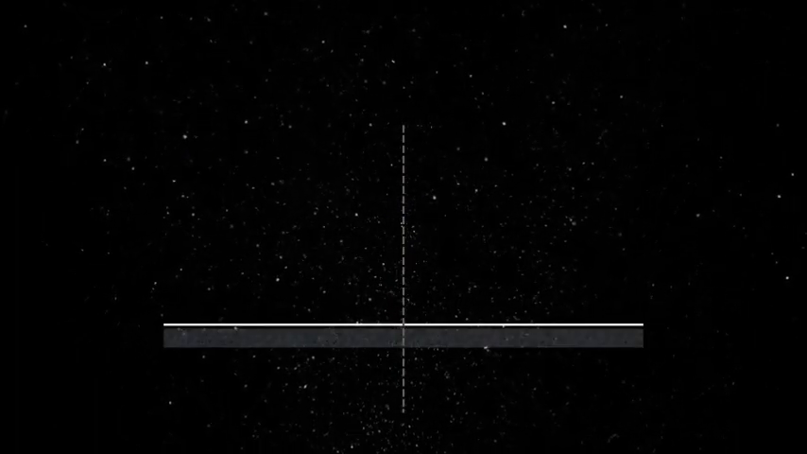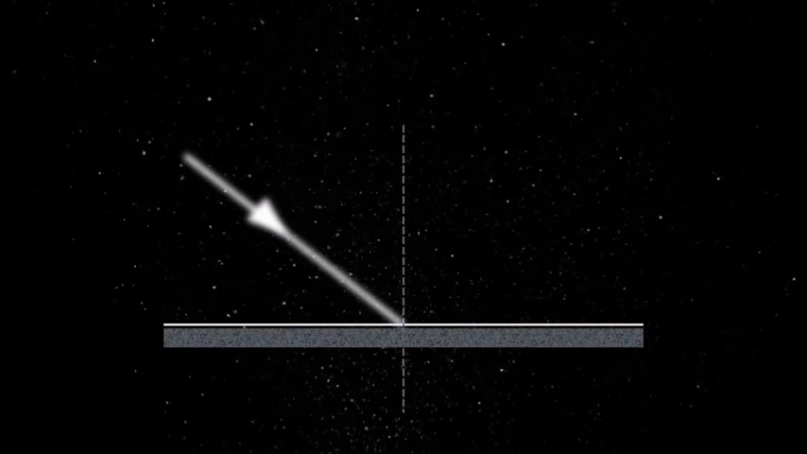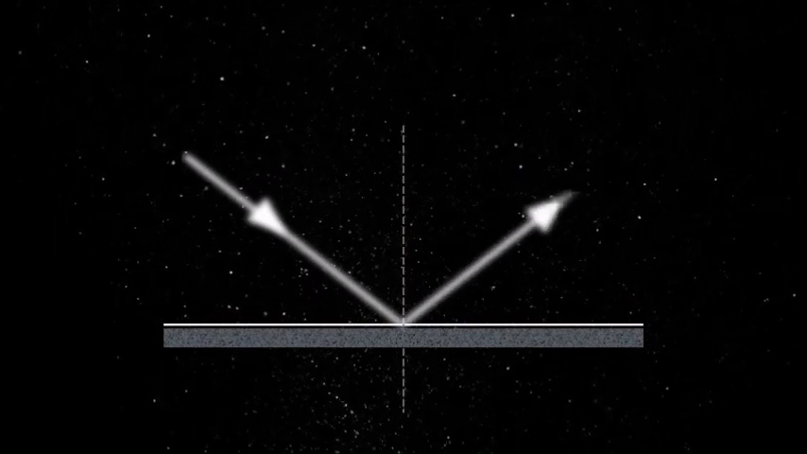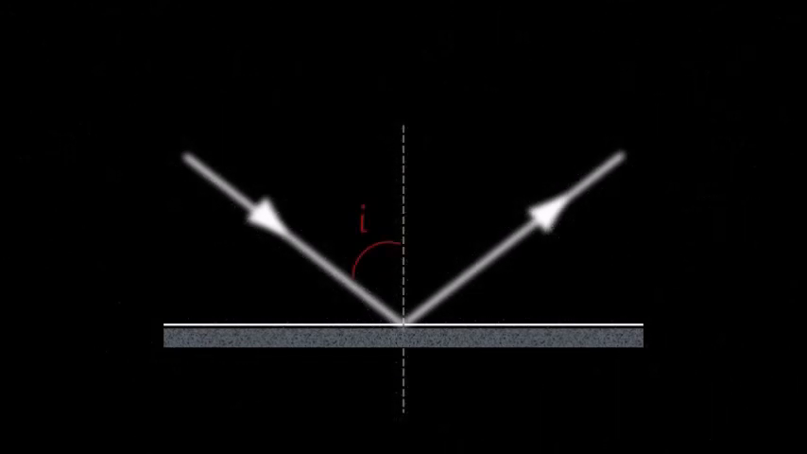Let's say we have this flat reflecting surface here, shown by white line. The normal to the surface is the dashed gray line. As the incident ray bounces off the plane, it follows the law of reflection, as we all know very well, which means the angle of incidence is equal to the angle of reflection. Now tell me, what if it was a curved reflecting surface instead of flat?